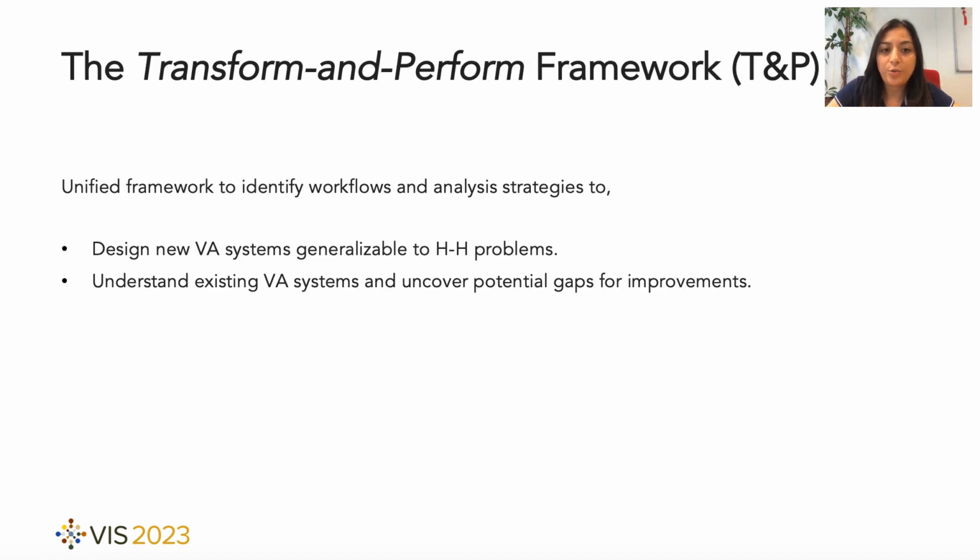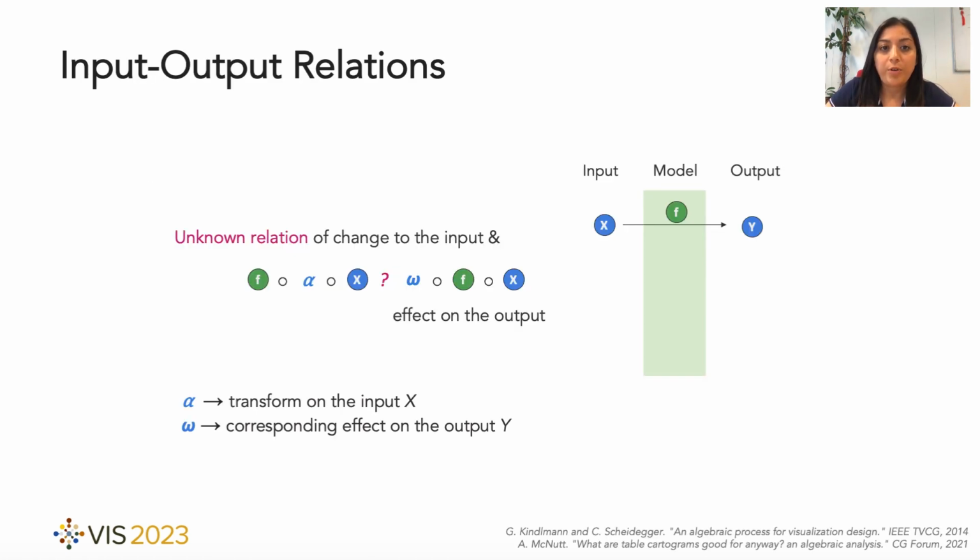To address these issues, we propose the TNP framework, which aims to facilitate VA system design by identifying workflows and analysis strategies suitable for studying HH models. We first define input-output relations to support our framework. Why? Well, the structure of a problem domain often influences the structure of the learned models, aiding in their interpretation. Hence, we extend Kindlmann's algebraic visualization design framework to explore how changes in the input affect the model's behavior.